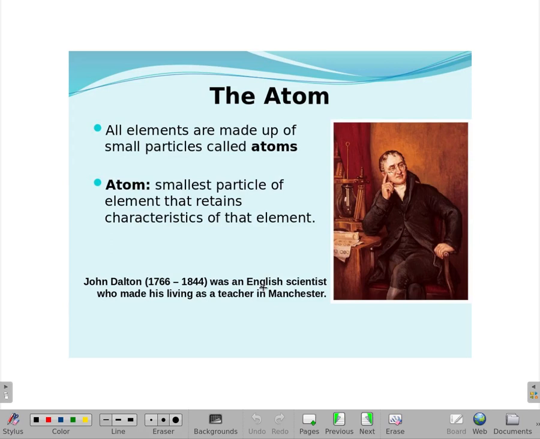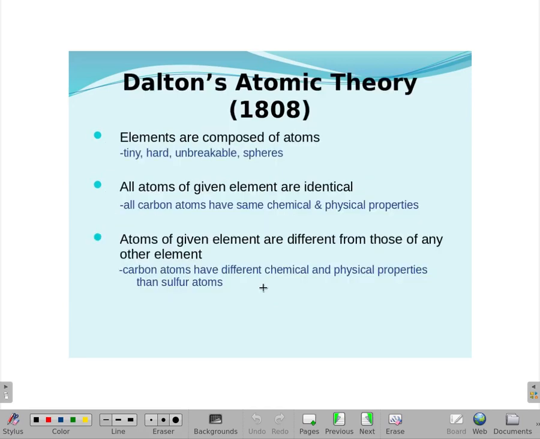So if we're talking about a substance like gold, the atom would be the smallest part of that sample of gold that still is something you could consider gold. So divide it down into the smallest possible things. Now, his ideas were based on these 5 postulates, which we're going to look at right here. There's the other 2, but these are the first 3.